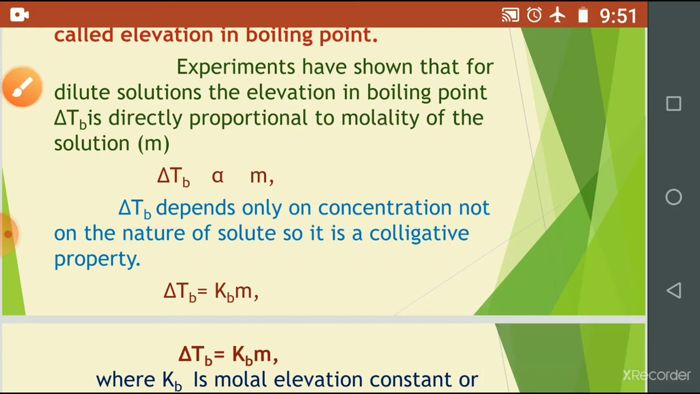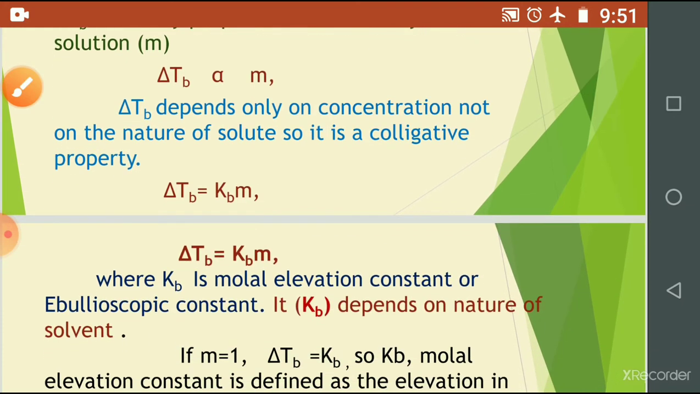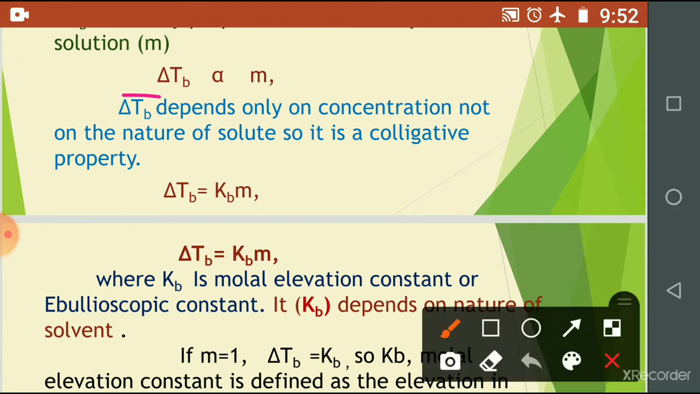Sometimes they will ask you to justify that elevation in boiling point is a colligative property. So you will have to write: from the experiments, it has been proved that elevation in boiling point depends only on the molality of the solution, which is a concentration term depending only on the number of solute particles, not on their nature. That's why it is a colligative property.